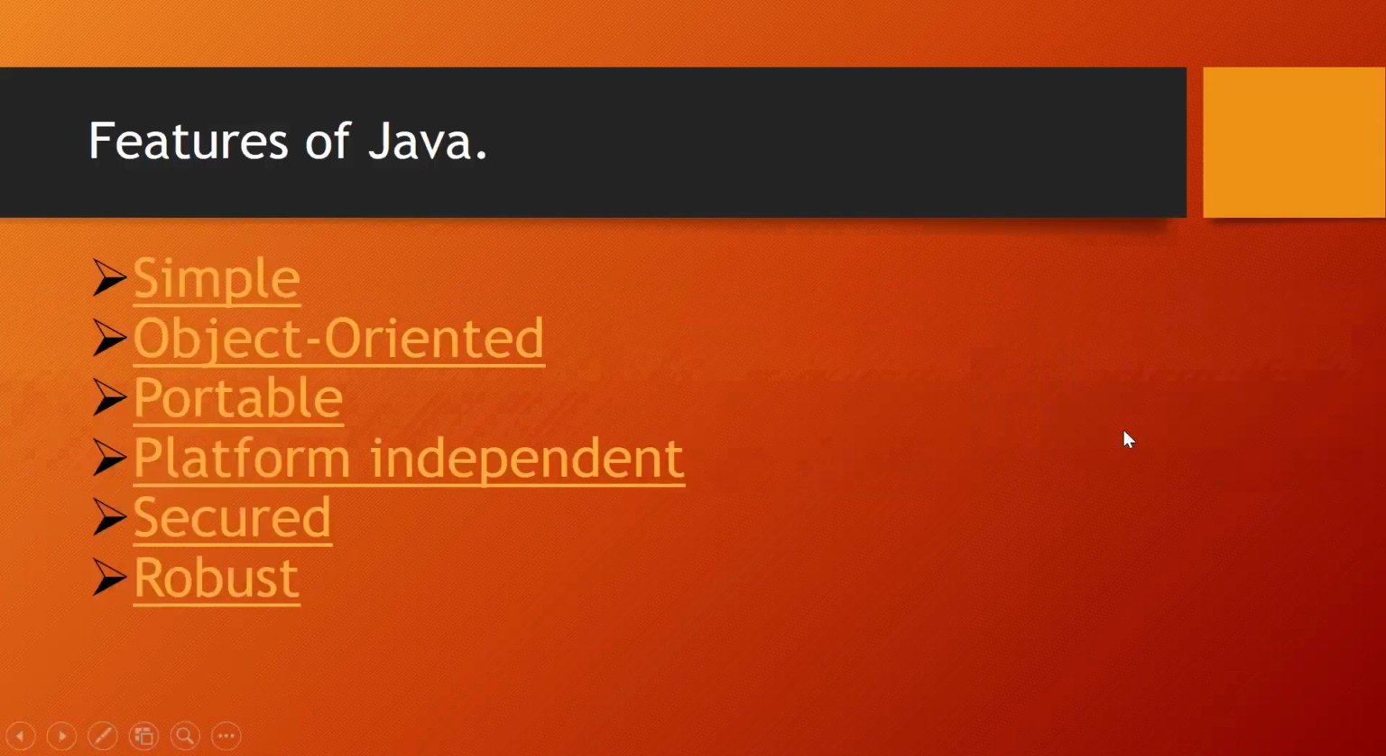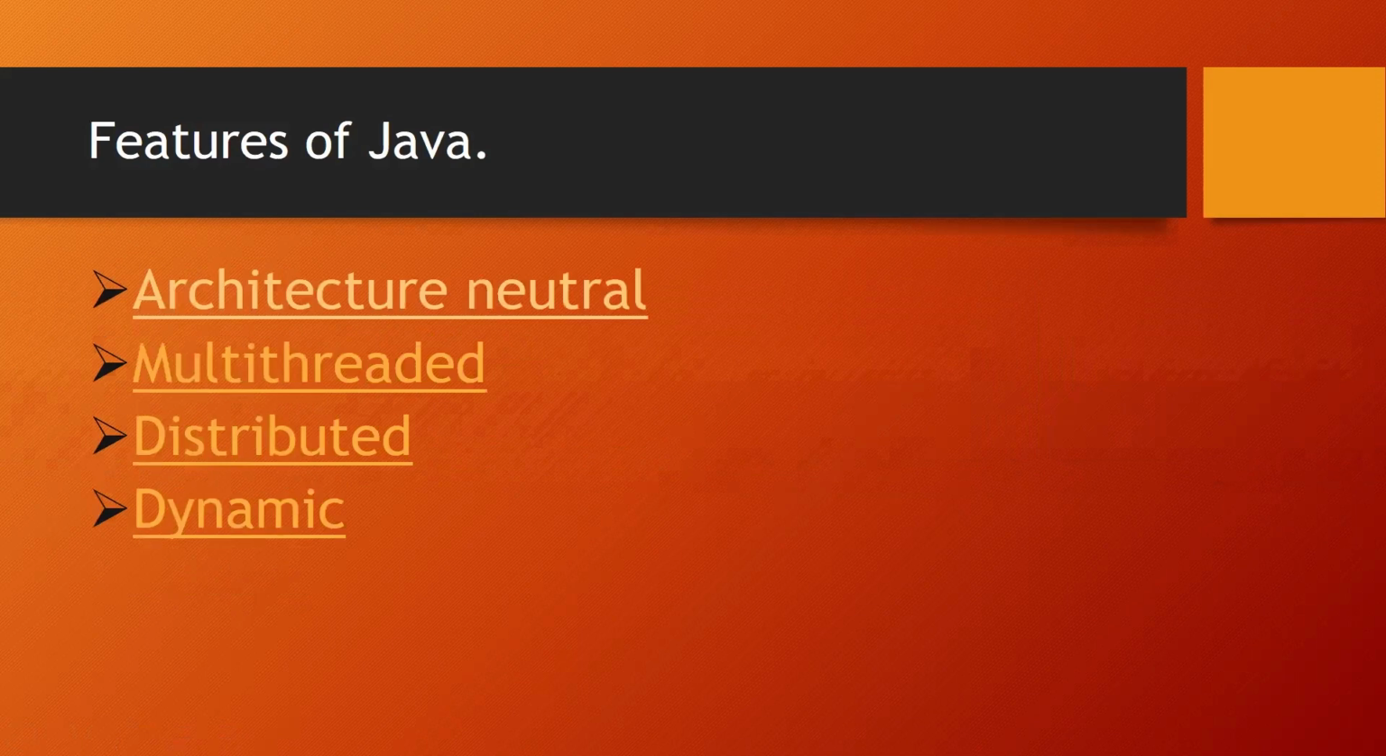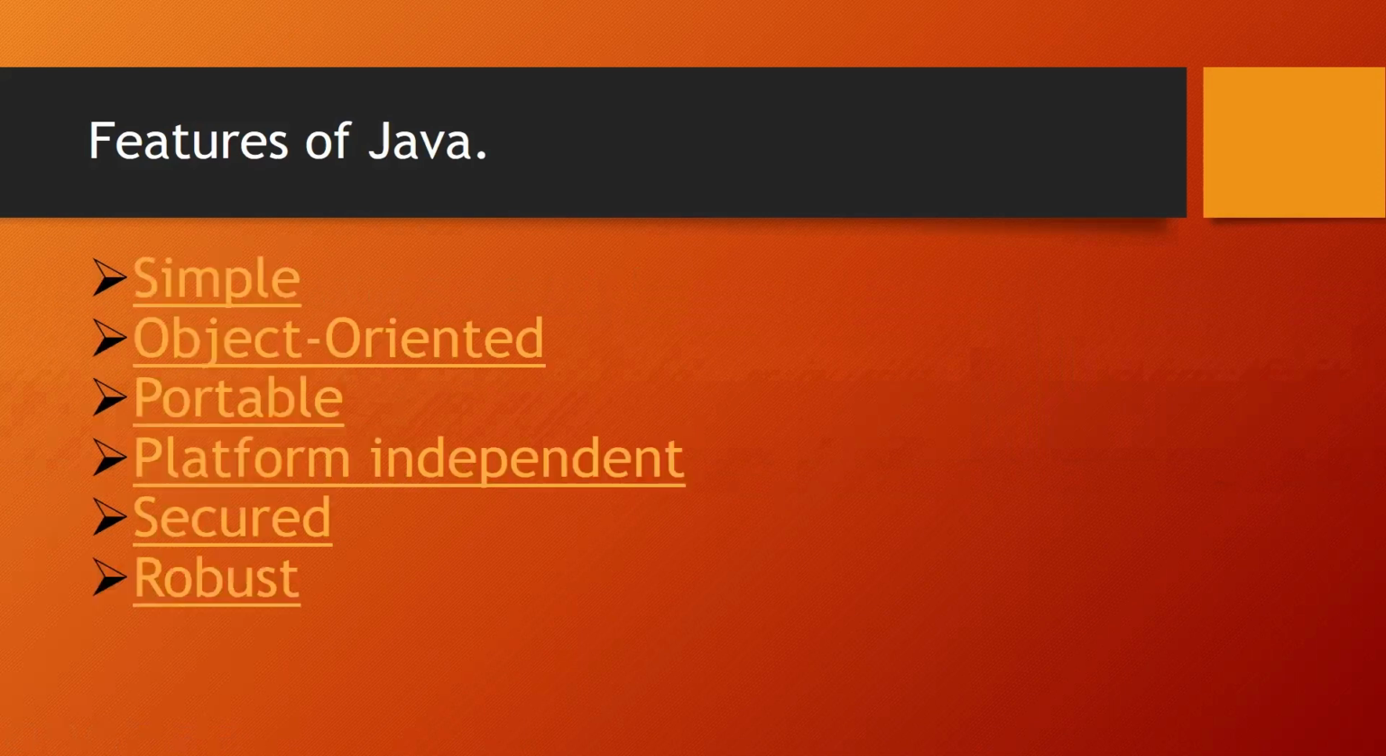The features of Java are simple, object-oriented, portable, platform-independent, secured, robust, architecture-neutral, multi-threaded, distributed, and dynamic. Now let's understand all the features of Java one by one in detail. The first point is simple.